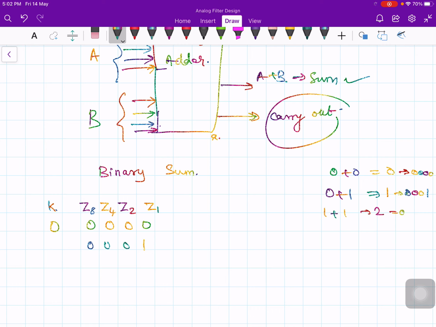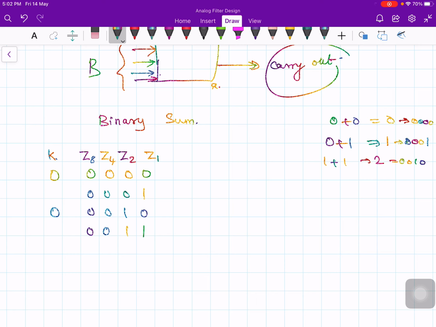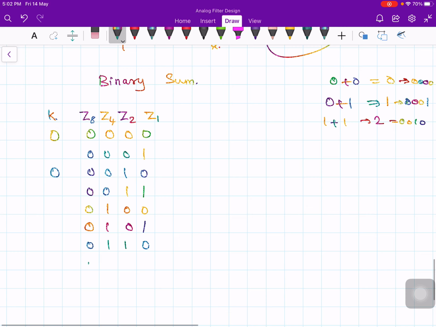Again the carry is 0, output carry is 0. Then 0, 0, 1, 1. Then 0, 1, 0, 0. Then 0, 1, 0, 1, and then 0, 1, 1, 0, 0, 1, 1, 1, 1, 0, 0, 0, and here everything is 0.